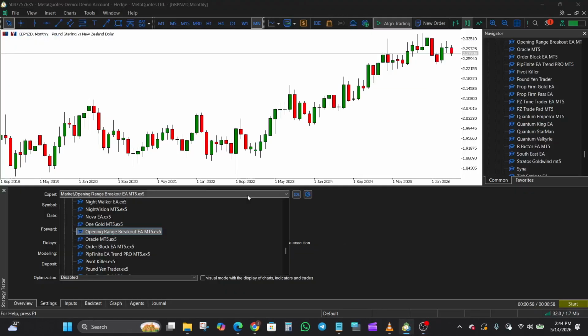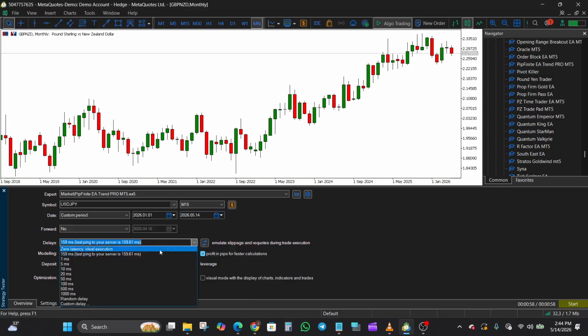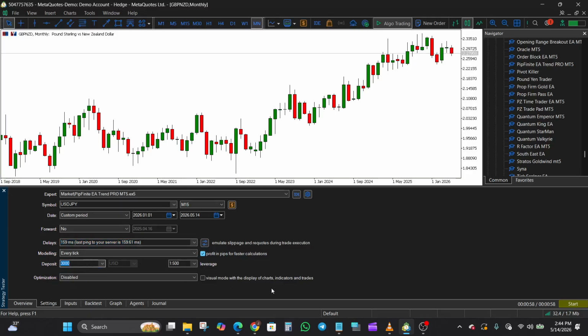All right, let's just select that right now, and we are testing from the beginning of this year till date so that we can get reasonable data for the backtesting. Okay, for the delays, we are just going to use the last ping to the server, and we are going to use the every tick modeling. Okay, we can just leave the deposit at the $3,000 here, and let's begin the test immediately. Let's begin the backtest.